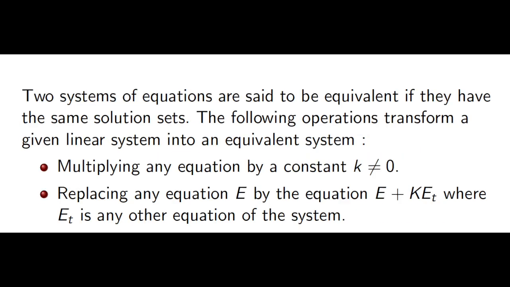Now, if we have two systems of equations, these systems are said to be equivalent if they have the same solution sets. The following operations transform a given linear system into an equivalent system. We can multiply any equation by a constant k different from zero, and replace any equation e by the equation e plus k times e', where e' is any other equation of the system. To be clear, let us take this example.